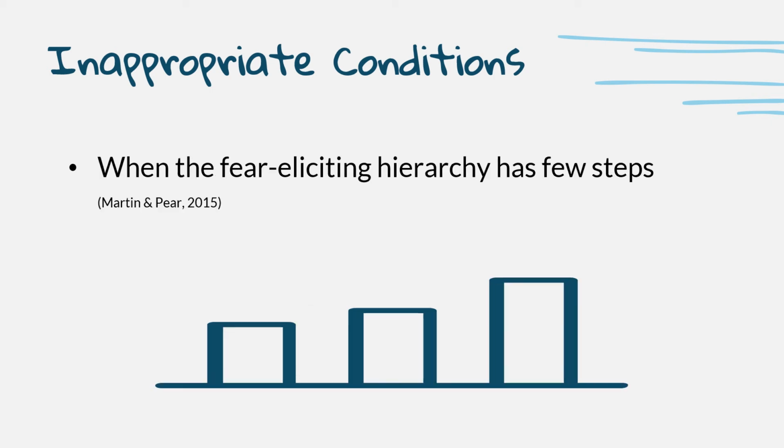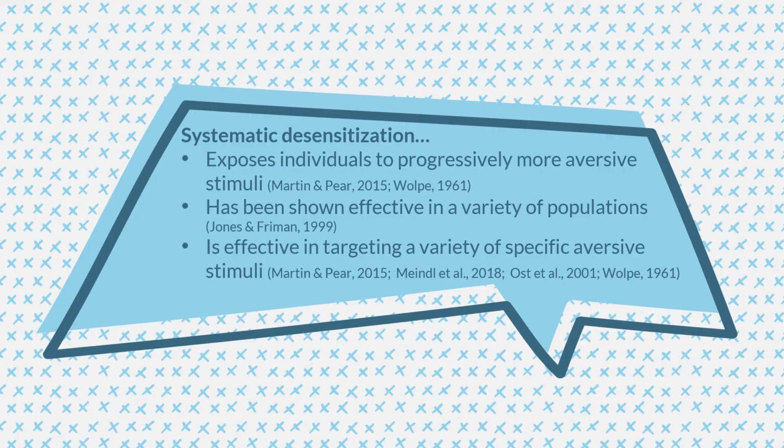And when the fear-eliciting hierarchy has too few steps, the therapist runs the risk of exposing the learner to aversive stimuli too quickly. As you can see, many of the inappropriate conditions for implementing the procedure may be a result of insufficient planning. To summarize, systematic desensitization is a behavioral intervention which exposes individuals to progressively more aversive stimuli. It's been effective with a wide variety of populations and a range of fear-eliciting stimuli.